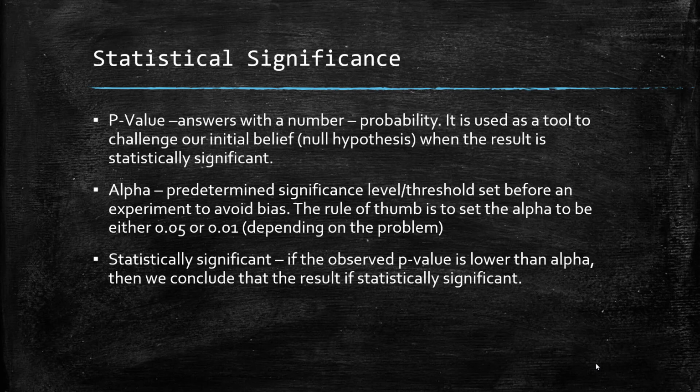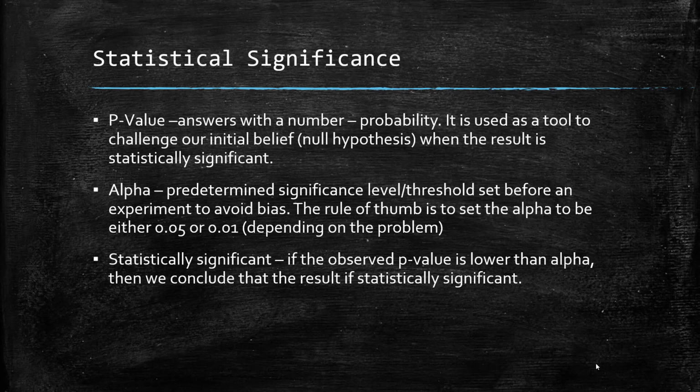When you hear the term alpha, it also refers to the p-value, but the alpha is your predetermined significance level or your threshold that you set before an experiment, and this is to avoid bias. So technically, when you set up your research study, you will make the statement that you're going to evaluate the relationships of the variables at an alpha level of 0.05. That's the standard for behavioral sciences. That's the standard for social work. We pretty much always look at statistical significance at a 0.05 level.